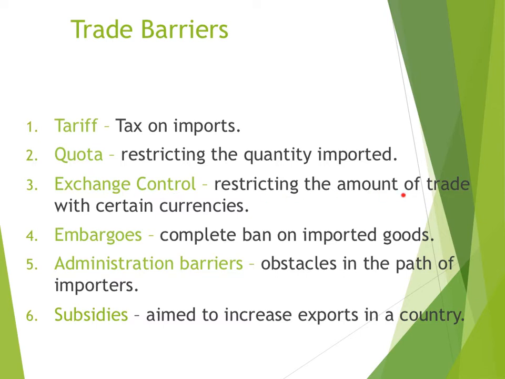Exchange controls, so restricting the amount of trade with certain currencies. Embargoes, so a complete ban on imported goods, and my example there was between USA and Cuba. Administration barriers, so obstacles in the path of importers, like a lot of paperwork which can often deter people from importing. And then subsidies, so aim to increase exports in a country.